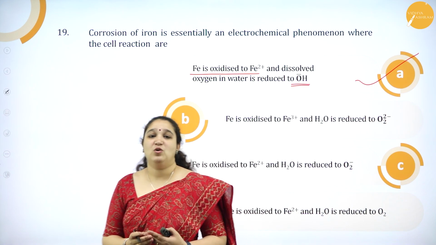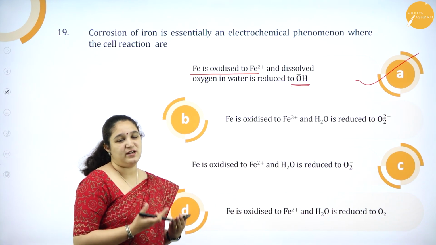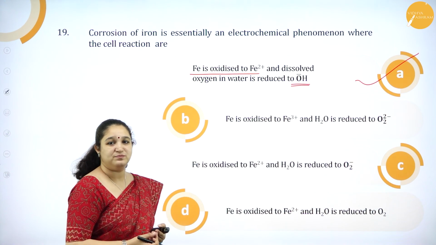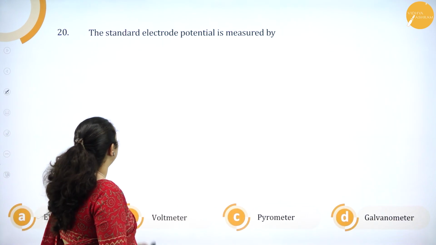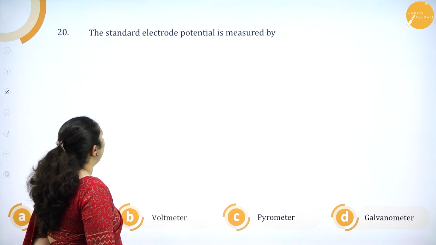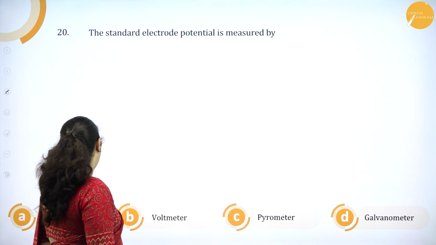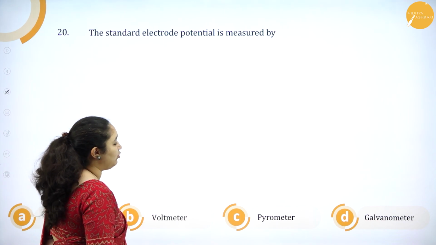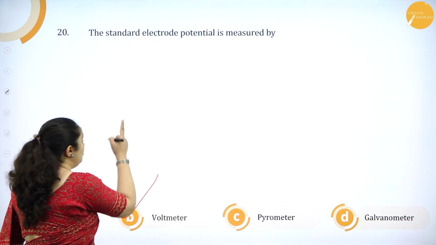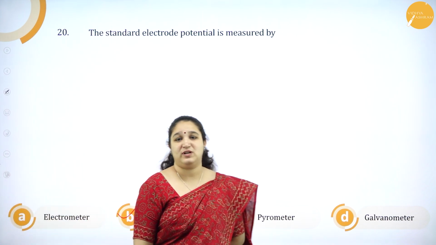It is just the corrosion process you all have learnt. It is theoretical. It is there in the equations. If you know the equations, it's easy to answer. Okay. Next one, that is 20th and the last question of this part. The standard electrode potential is measured by electrometer, voltmeter, pyrometer, galvanometer. It is voltmeter to measure the standard electrode potential.